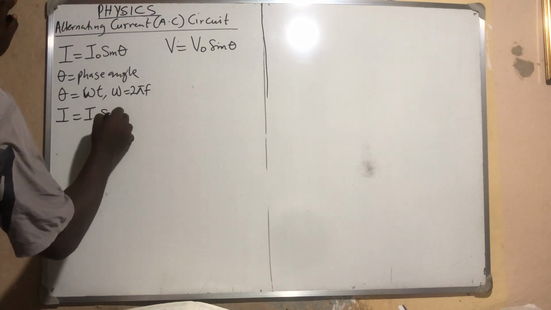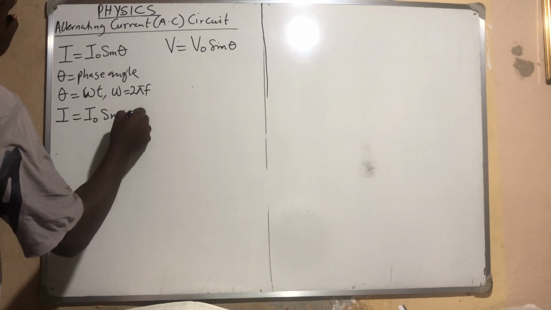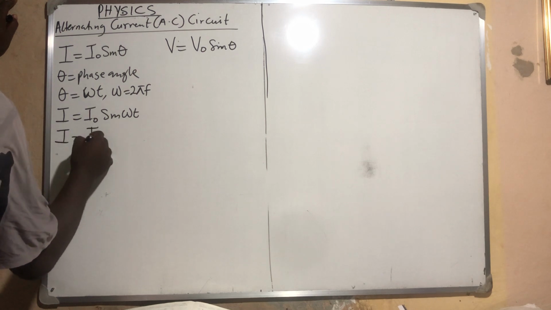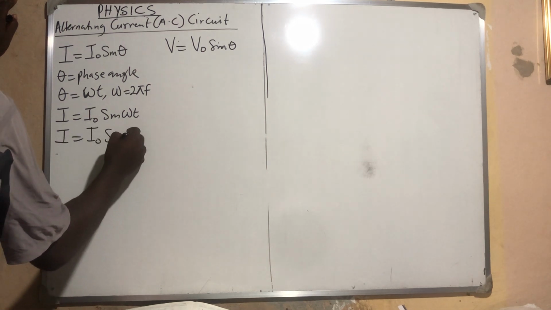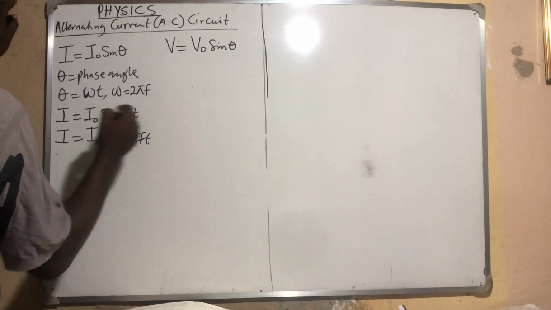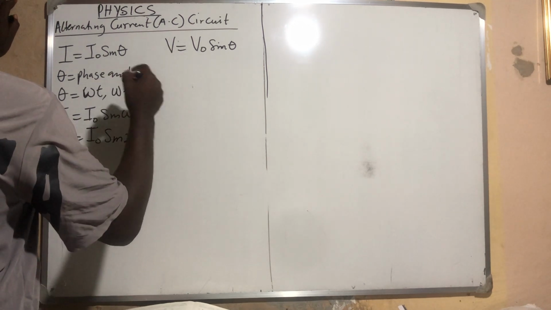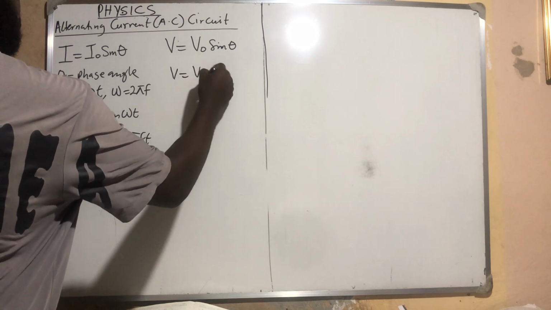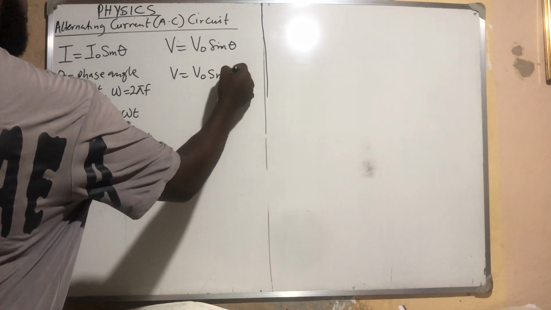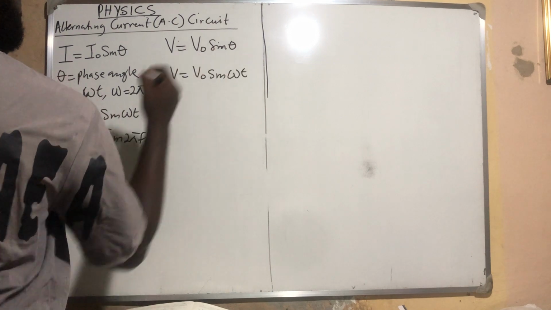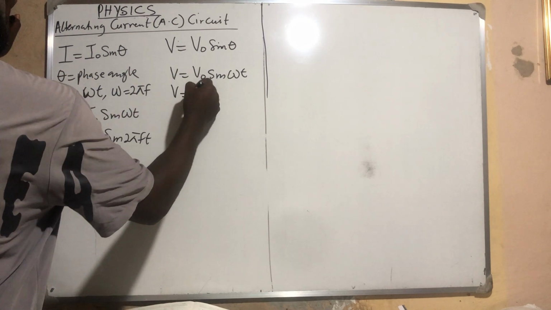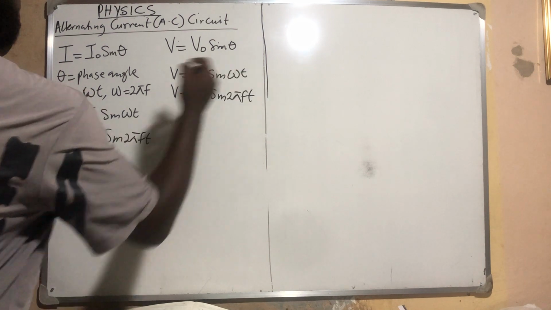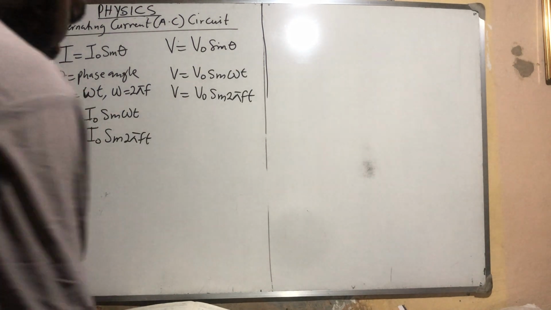Therefore, my I is equal to I naught sine omega t, which is I equals I naught sine 2 pi f t. The same thing is applicable to the voltage side as well. So V equals V naught sine omega t, which is V equals V naught sine 2 pi f t.